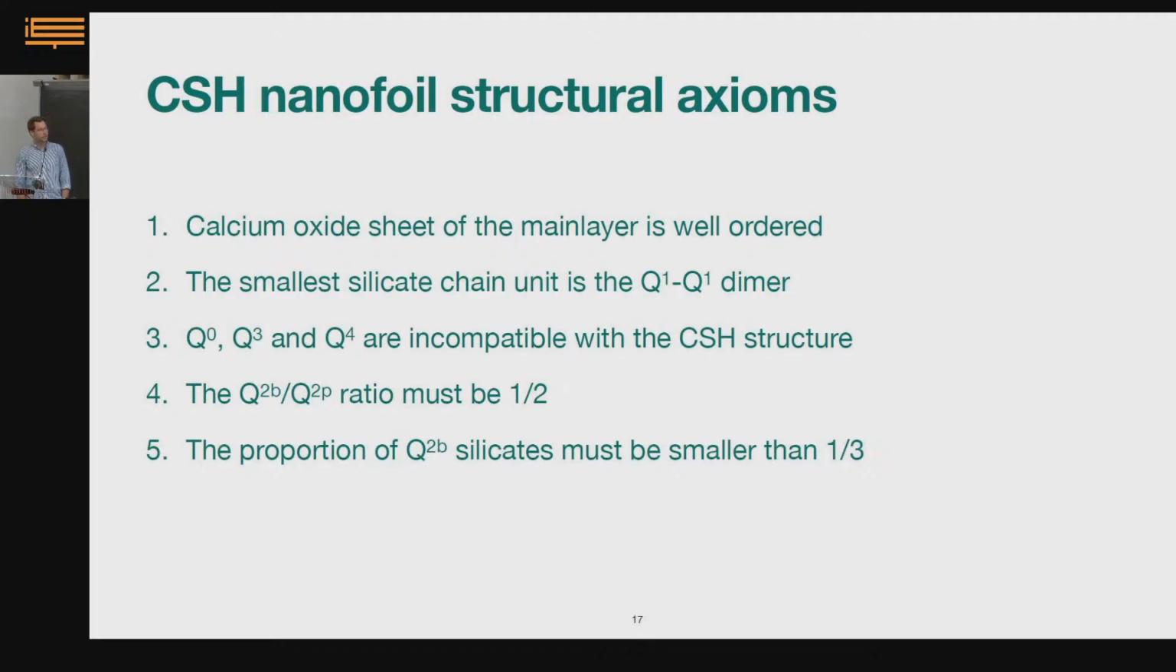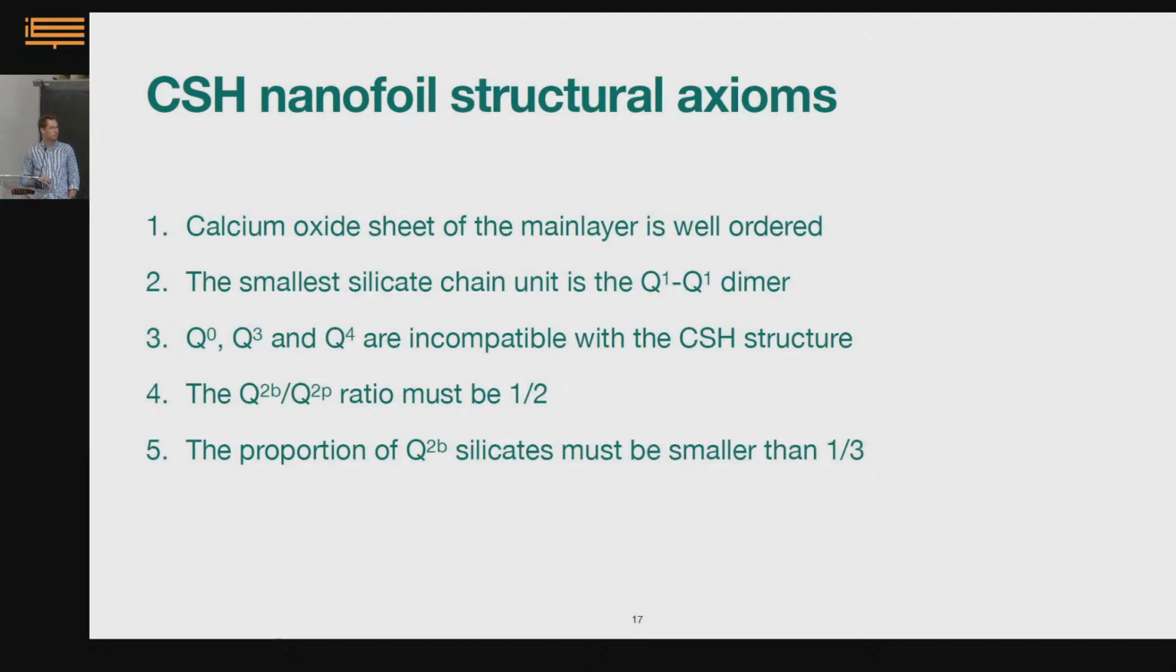So that kind of brings me to CSH nanofoil structural axioms, which are important when you're interpreting your experimental data. Firstly, the calcium oxide sheet of the main layer seems extremely well ordered. The smallest silicate chain unit is the Q1 dimer. It's nothing smaller. Experimentally in synthetic CSH, we never see Q0s. So Q0s, Q3s, and Q4s are incompatible with the CSH structure.